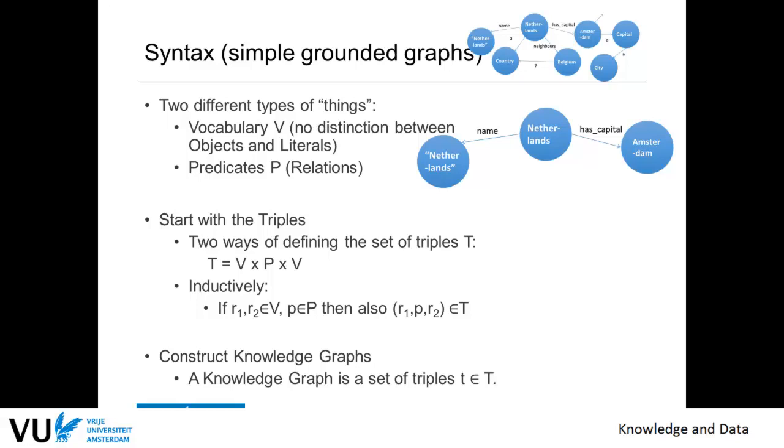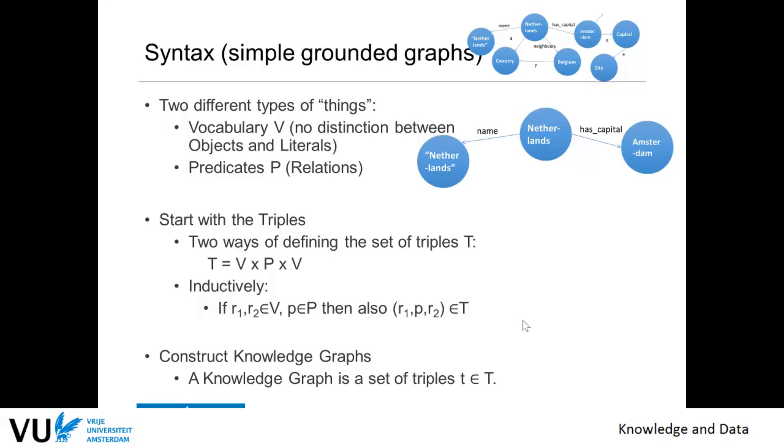The same is basically what you do with an inductive definition. You first say that you define elements in your vocabulary V, R1 and R2, which refer to resources, and a predicate P from the set of predicates. And if those are in V and P respectively, then what is called the triple R1 P R2 is also a triple.